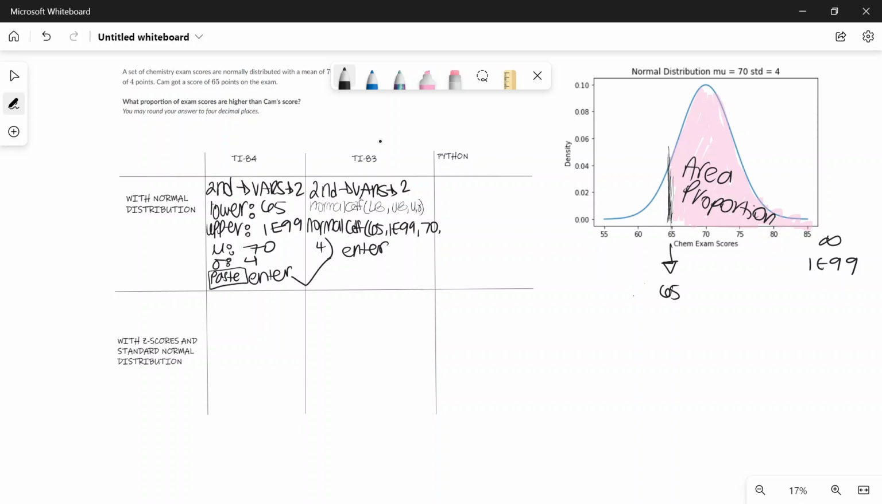So from here you should get a certain value, and that is going to be the proportion of exam scores that are higher than CAM's scores. That's going to be your answer. I'm actually going to do that real quick. Just give me one second. Let me get my calculator.